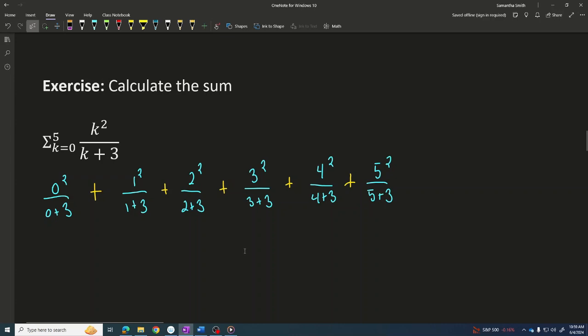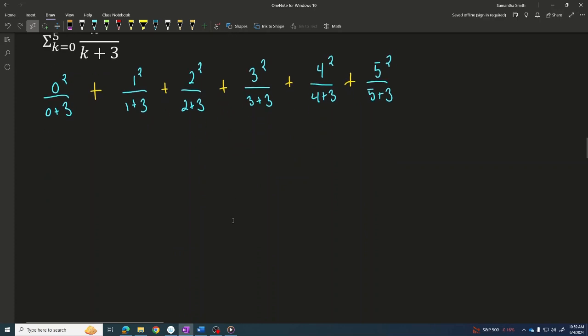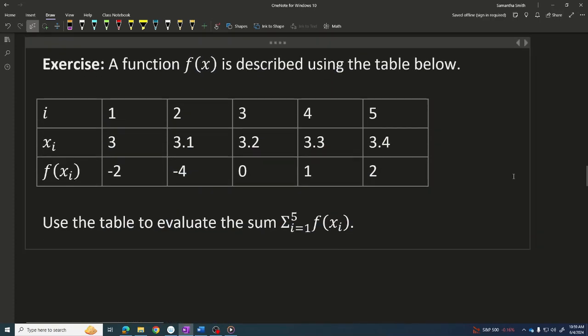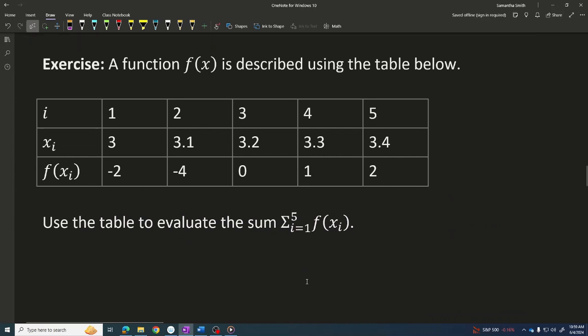Now let's get more practice with summation notation in a context that looks a little bit more like what we will encounter in this class. So in the previous several days of lecture, we have done sums using tables of data. So let's practice using summation notation as it relates to tables of data. In this exercise, we've got a function described using the table below.